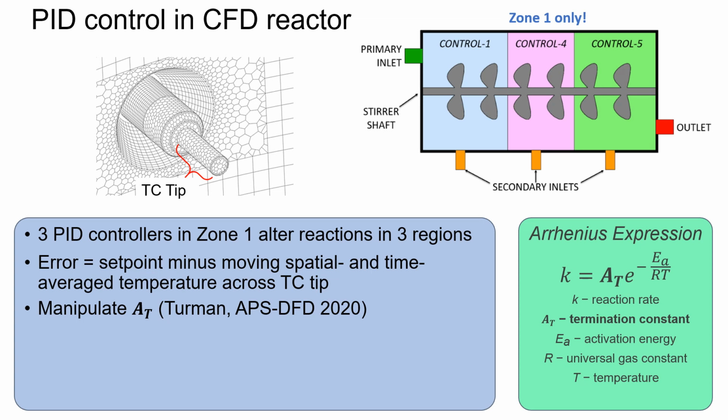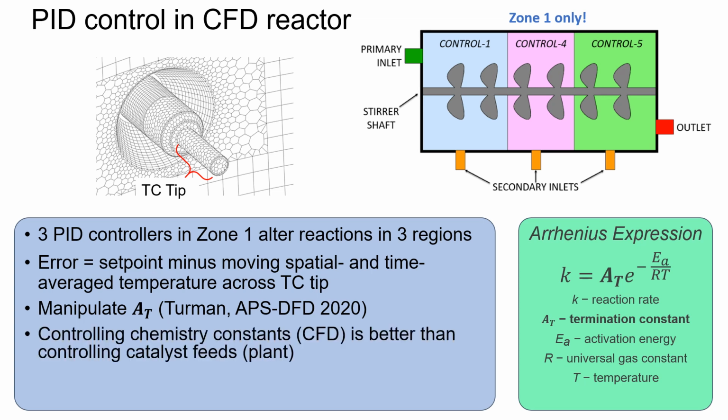We modify the constant in the Arrhenius expression, the termination constant shown as A sub T on the right-hand side. And this was discussed extensively in our APS presentation in 2020. So we're controlling chemistry constants instead of controlling the catalyst speeds, which is what they do in the plant. And Eric discussed this in 2020, and it's a little bit confusing as to why we do this, but it's actually better to do that when we have the latitude to adjust constants in CFD. Of course, in real life, you can't adjust constants.